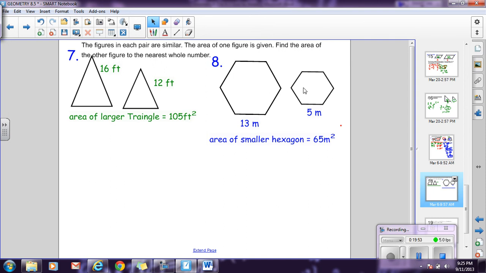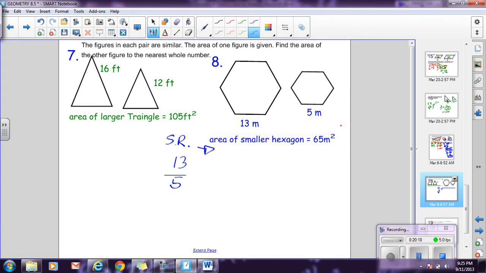So it looks like we have 2 hexagons here. If I have 2 hexagons, then I need to find, first, the similarity ratio, which is going to be pretty simple because it's just 13 over 5. And 13 over 5 can't be reduced anymore, right? So that's the similarity ratio.